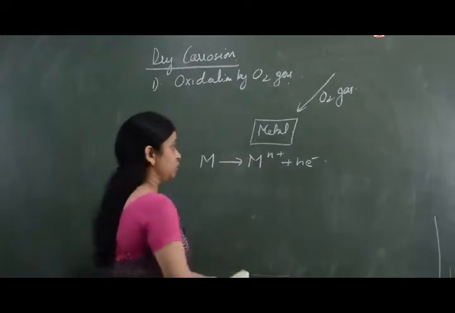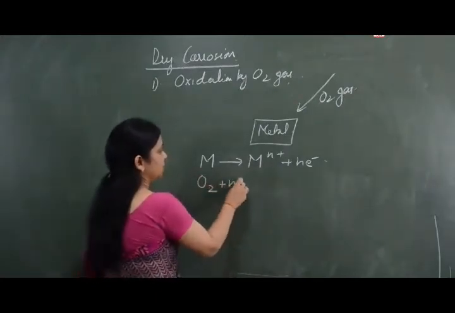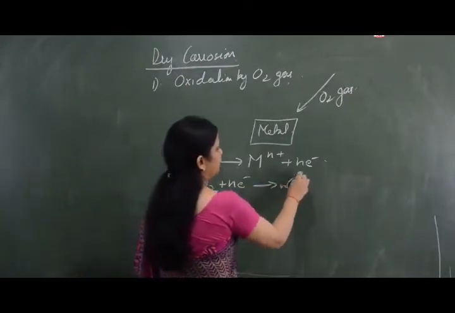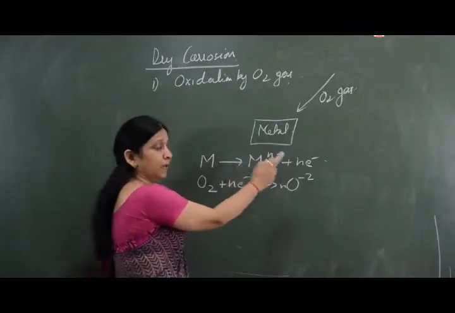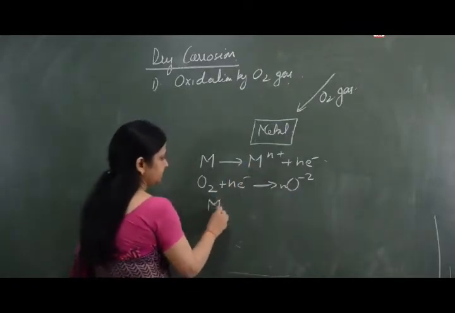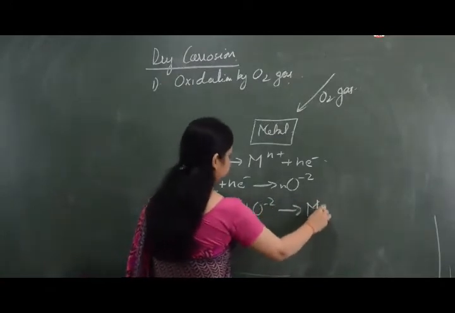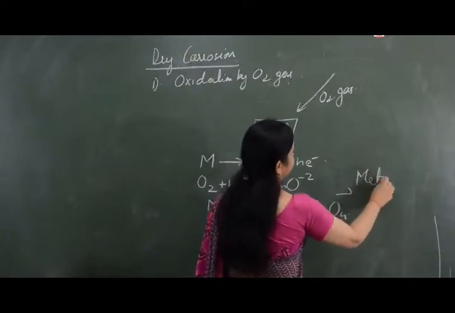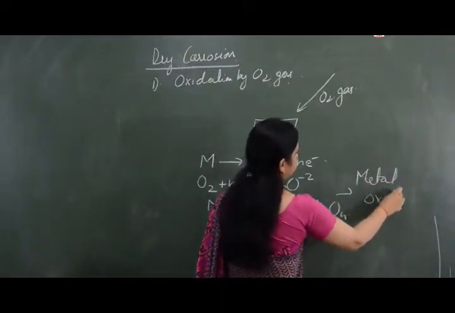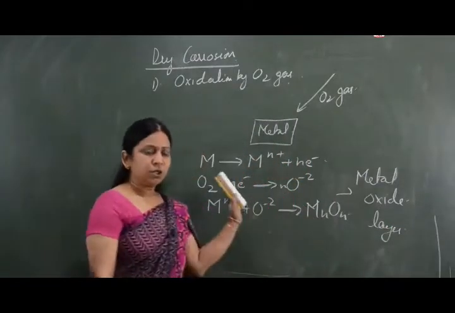This is the reaction. The electrons which are released are taken up by oxygen and we have formation of oxide ions. Then these metal ions combine with oxide ions, forming a layer of metal oxide. So this is the whole process.